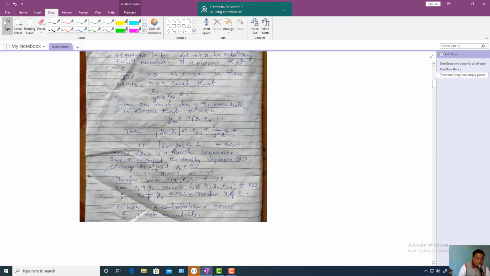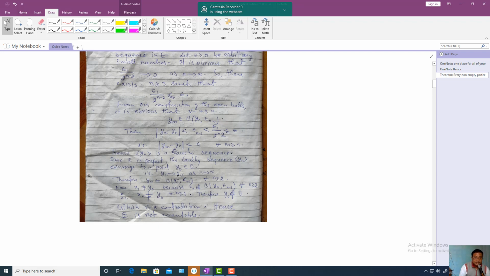Since E is a perfect set, any Cauchy sequence inside E should converge to a point in E again. That is a property of a perfect set. So the Cauchy sequence converges to a point. Let us call the point of convergence y naught. Then y naught should be a member of E. So yn converges to y naught as n tends to infinity, and this y naught is a point of E. That is coming from the property of a perfect set.